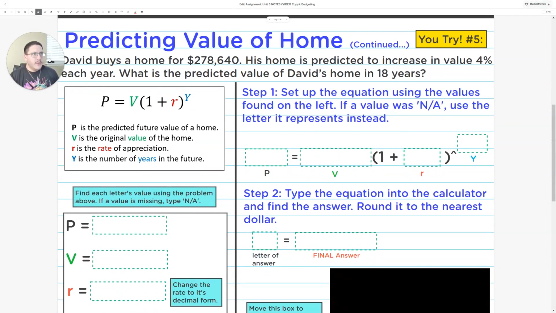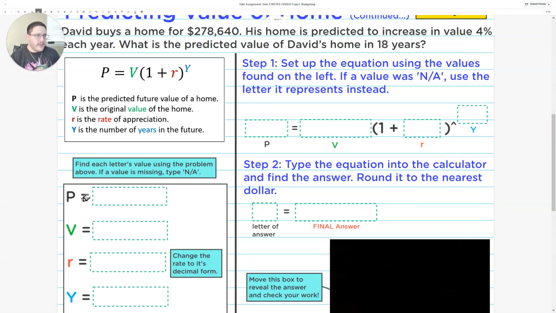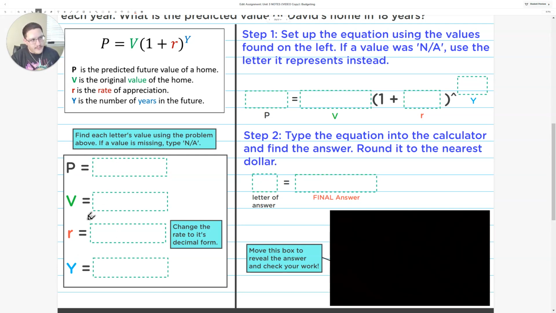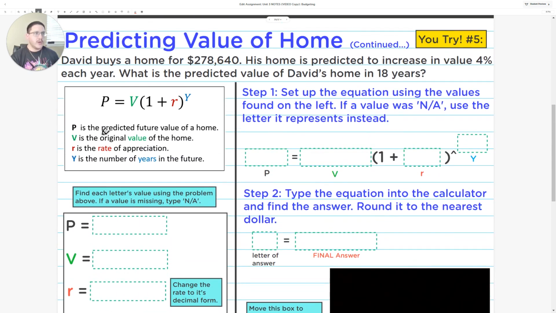You try number 5. David buys a home for $278,640. His home is predicted to increase in value 4% each year. What is the predicted value of David's home in 18 years? Find out what each of these values are represented by, or what these letters represent, and fill them out in this box right here. Whatever you have from this box is going to be filled into the formula over here on the right. Then from the formula, get your final answer by plugging it into the calculator. Then move this box to check your work and see if you did everything correctly.